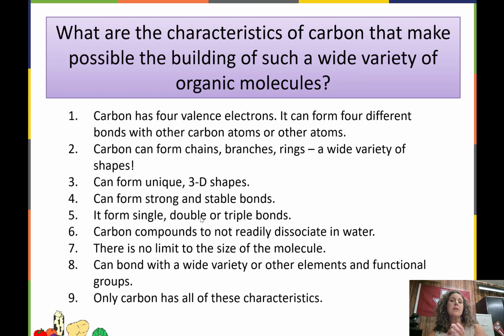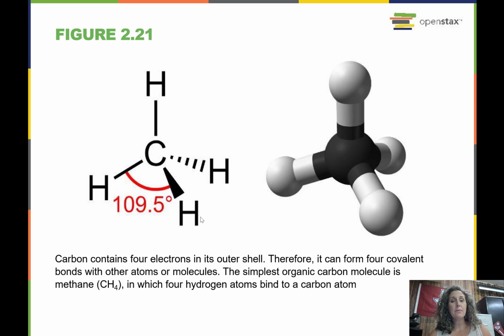So the big thing that makes it unique is that it has 4 valence electrons and can form 4 bonds with other molecules, including itself. And that lends itself to all of these other things on the list. Now, because it can contain 4 electrons on the outer shell, it can form 4 other bonds.